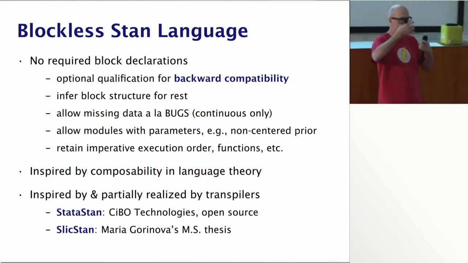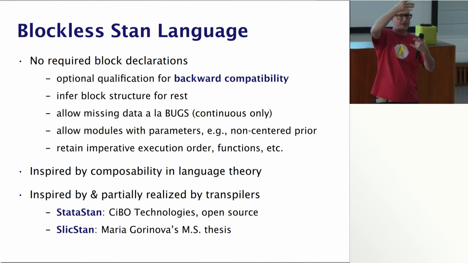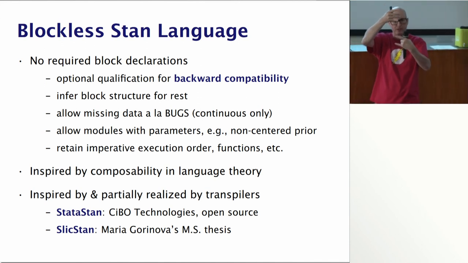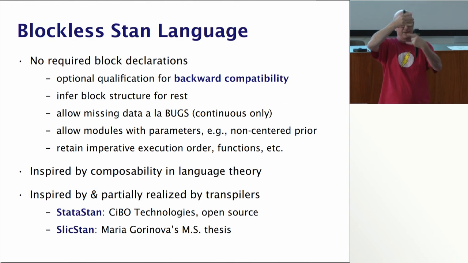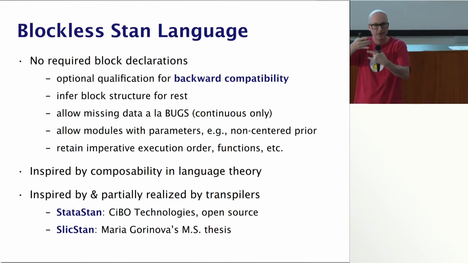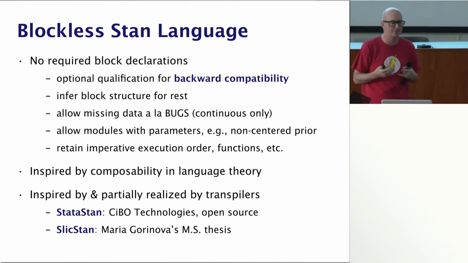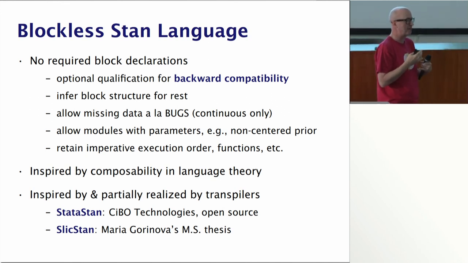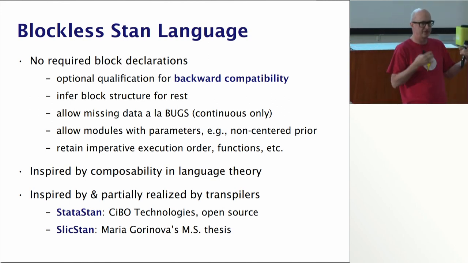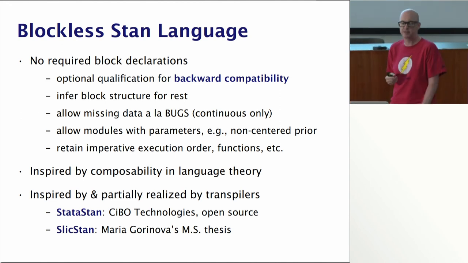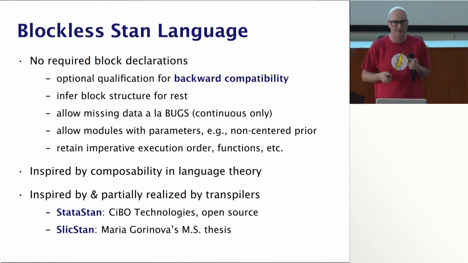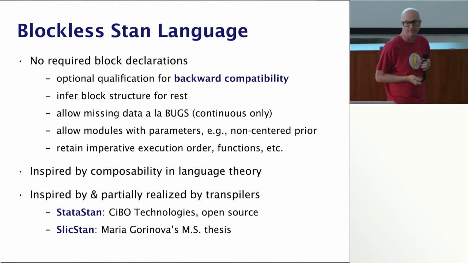We want to be able to take Stan programs and say, here's the first half of the program, here's the second half of the program. What do they mean when you put them together? It's just function composition, right? From a theoretical computer science point of view, this is a very good property for your language to have, for it to be modular, for it to be understandable. So we're applying a lot of these kinds of design principles behind the scenes.